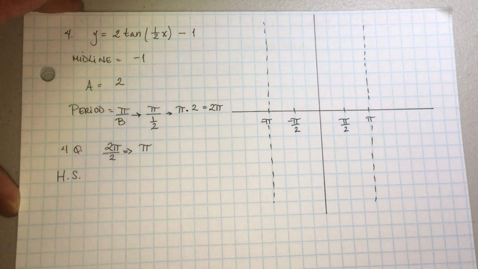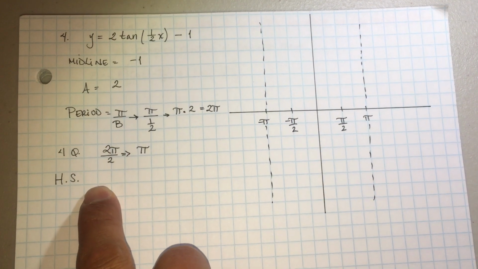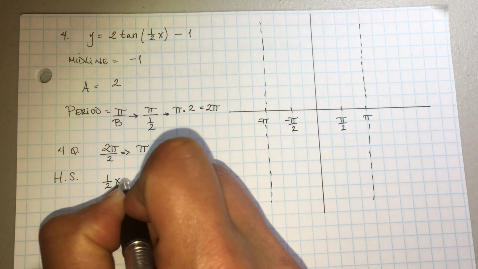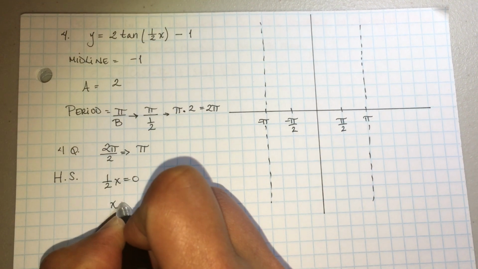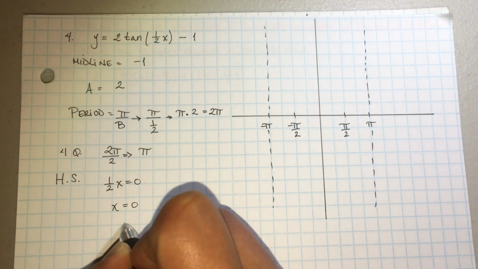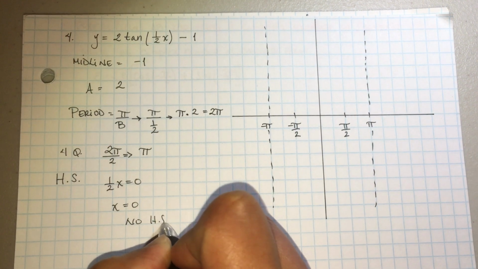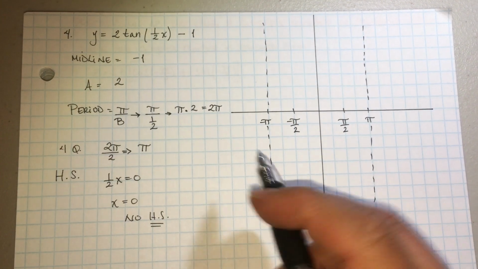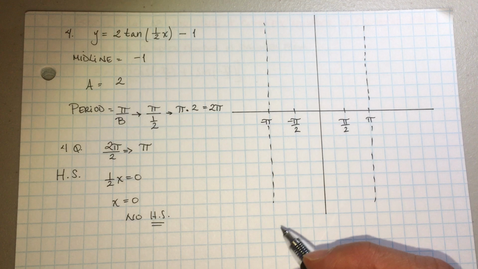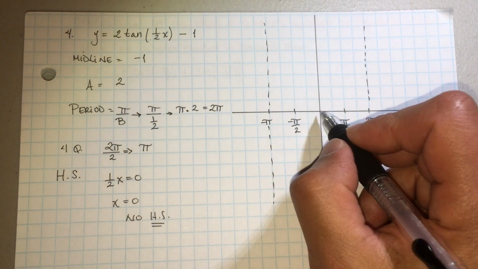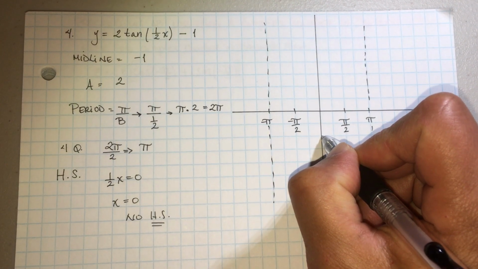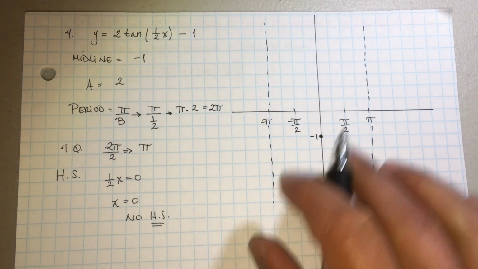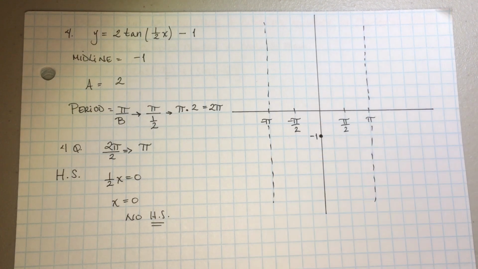Cool. Now, let's do our horizontal shift just real quick. 1/2 x, set it equal to 0. That means x is going to equal 0 as well. So that means there's no horizontal shift on this guy. No horizontal shift. All right, so now where do we start? We start at our midline, our middle. So now this guy starts at -1. So here's -1 right here. Let's just say that's -1, just so it's not so bunched up in there.